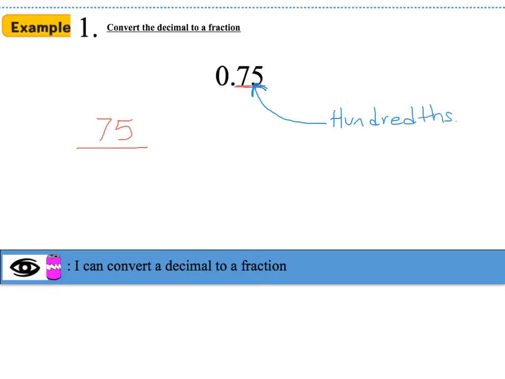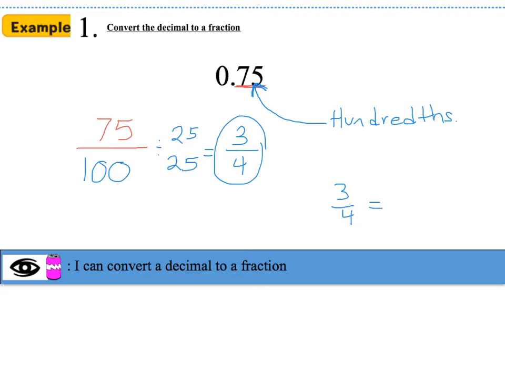So you can refer to that chart on our key concept sheet. It's in the hundredths spot, so the 100 will be my denominator. Now I need to make sure I reduce, so let's divide the top and bottom by 25. The top becomes 3, and the bottom becomes 4. So all I did was I converted my decimal into a fraction. We know that 3/4 is equal to 75 hundredths.